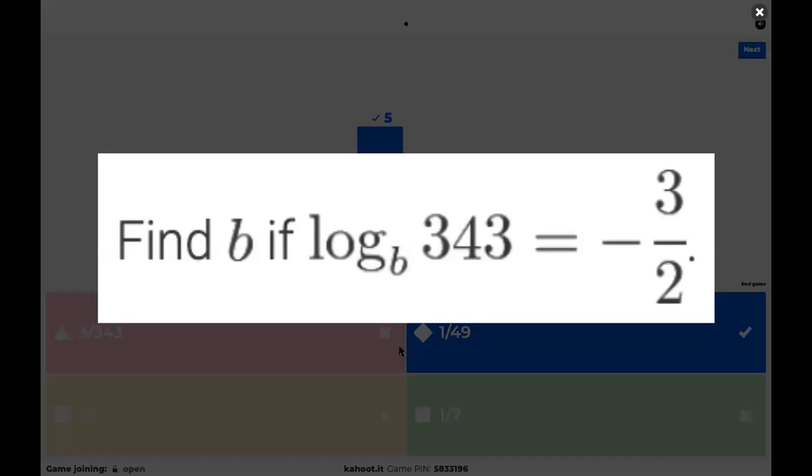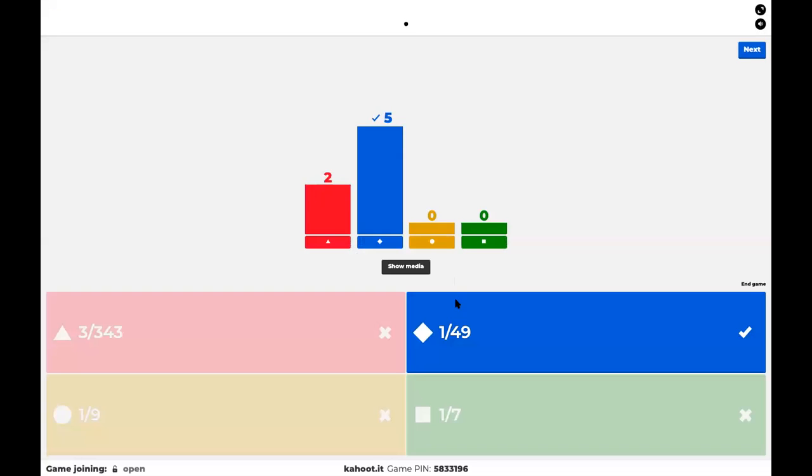Nice job. Right, you can write it as an exponent, then undo the -3/2 to get to the right answer.